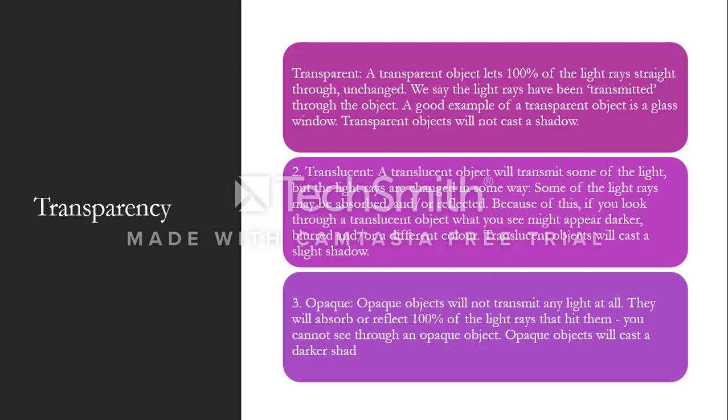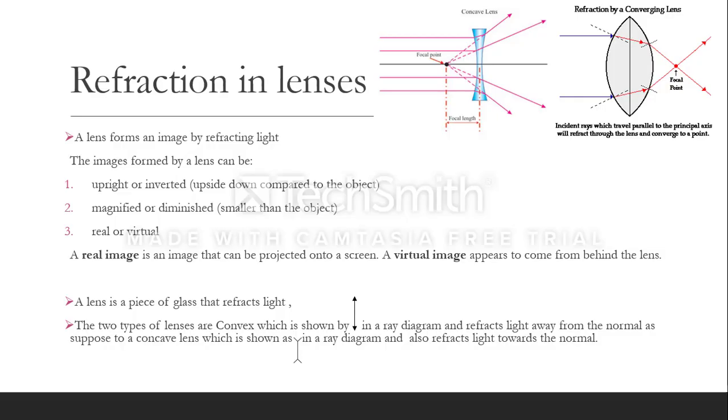An opaque object will not transmit any light at all. They will absorb and or reflect 100% of the light rays. They will seem like a dark black in color.